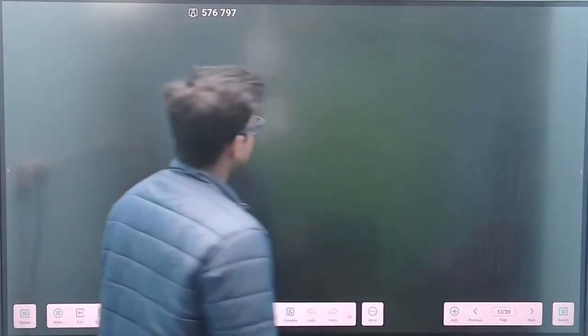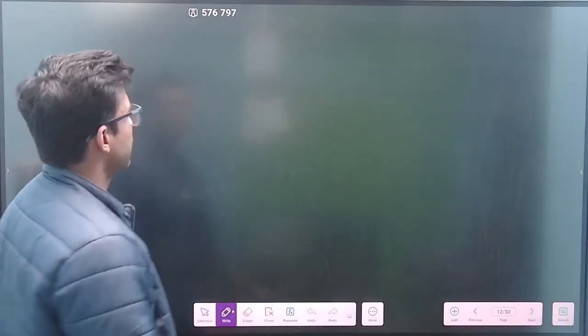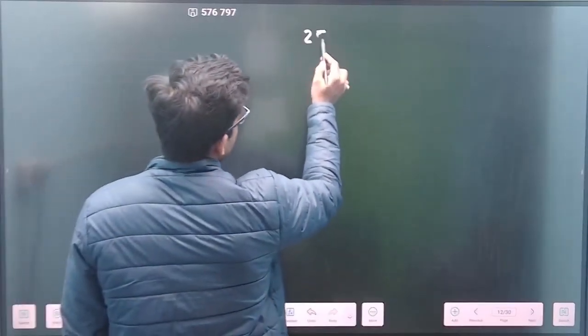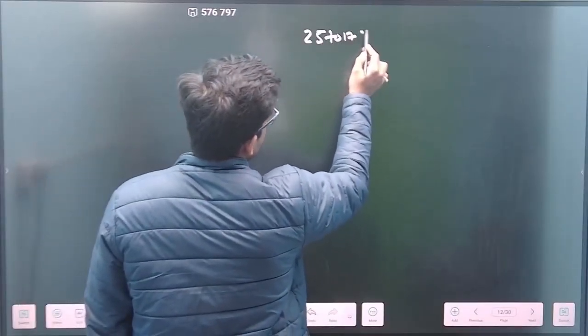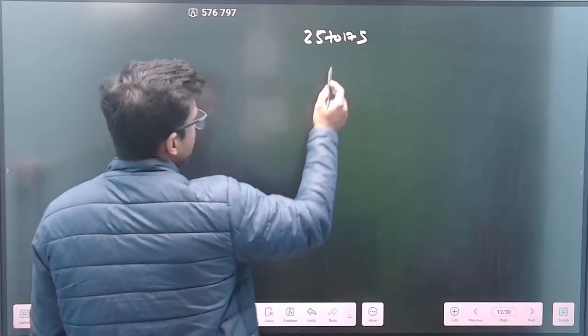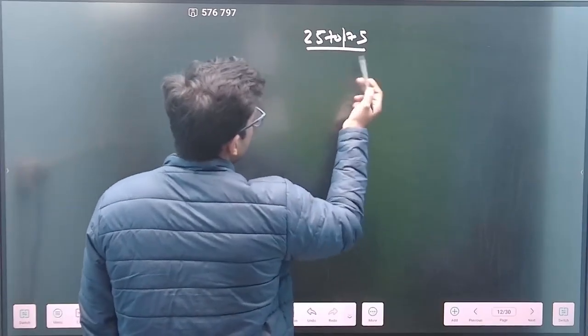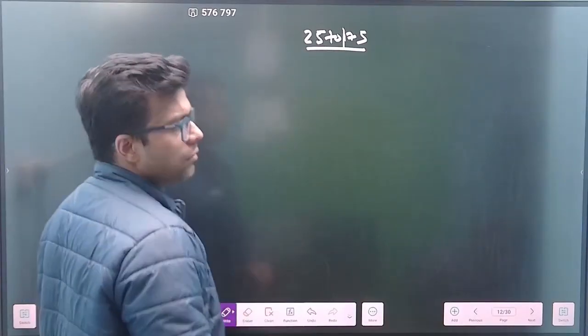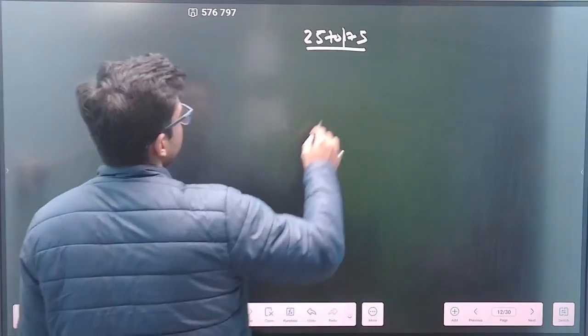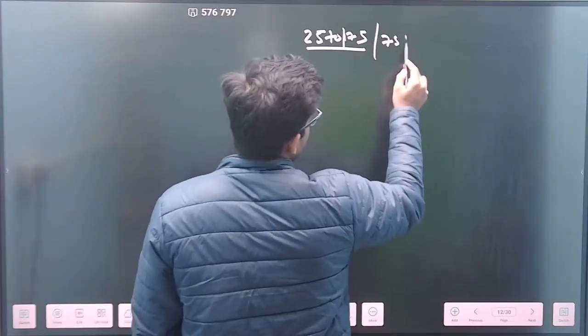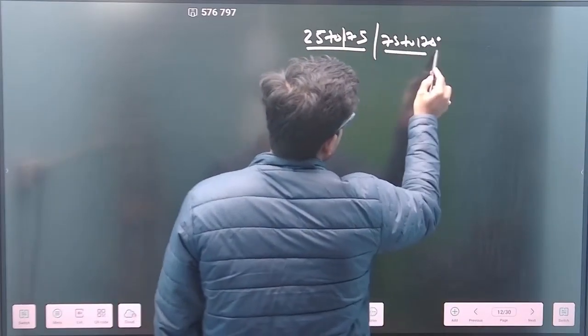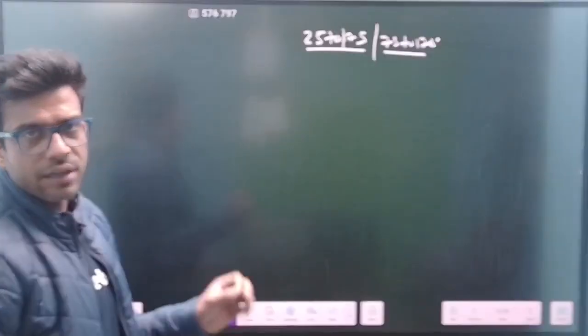Now, as we did 25 to 75, now we need to figure out from 75 to, let's say, 175. Now 75 to 175. What is the process of doing it? Learn 2 or 3 methods, try using them.